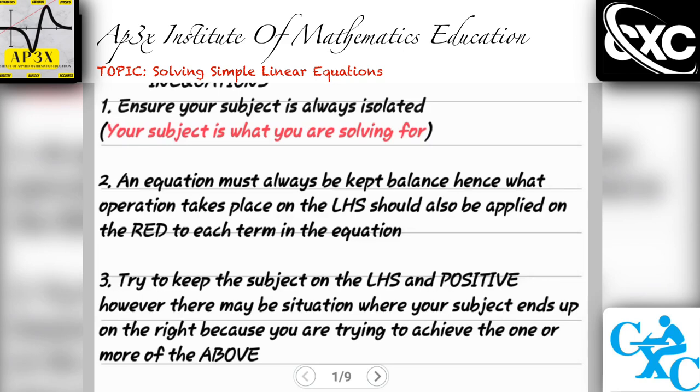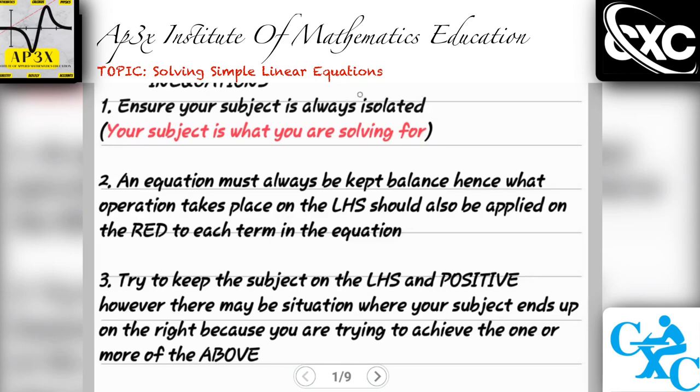If you can take the time to remember these basic rules, then it doesn't matter what type of equation, these rules are going to be quite recurring. So once you understand the basic rules of solving an equation, then of course no equation in the future is going to be a challenge for you. Now it says here, basic rules of solving equations and inequations. Number 1, ensure your subject is always isolated.